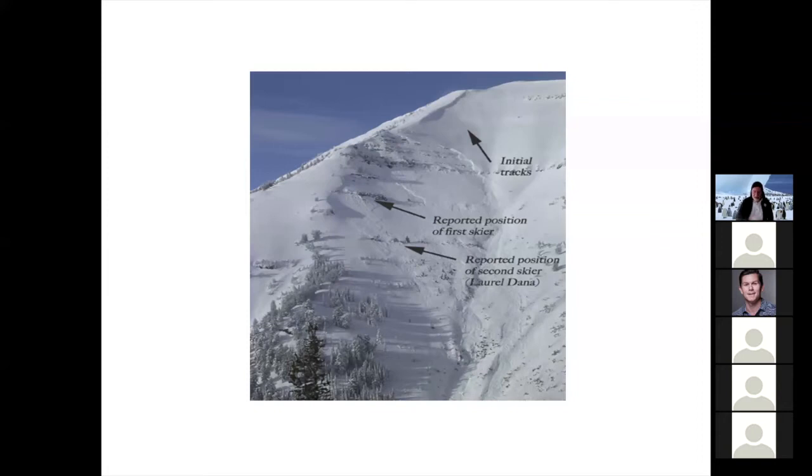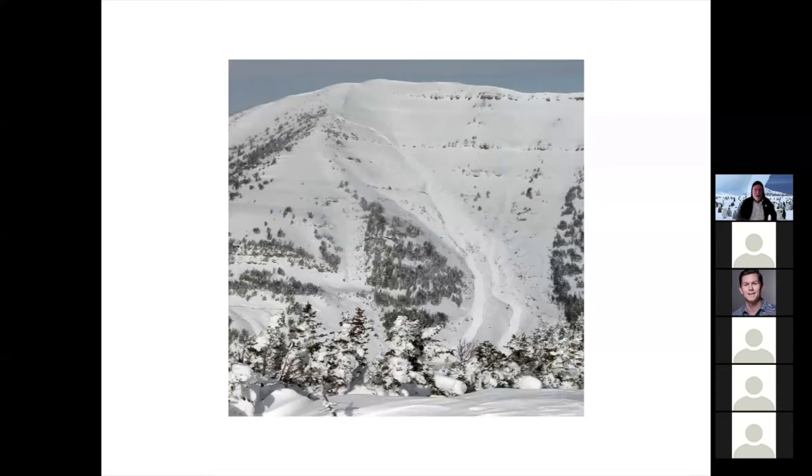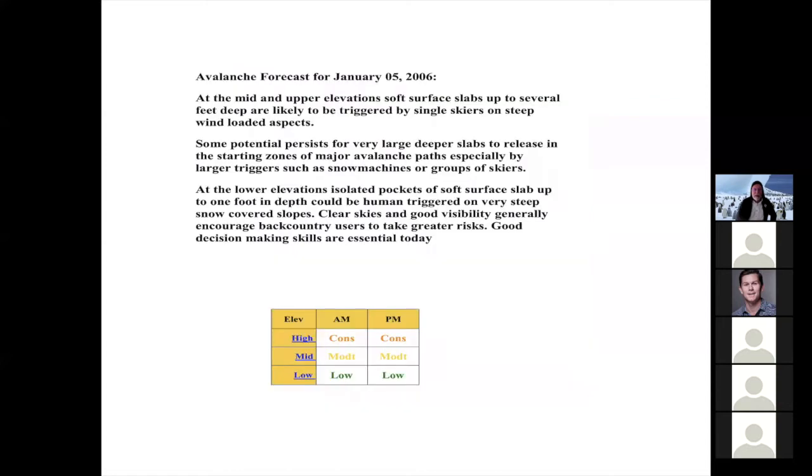So this here is the other view of it. Big terrain, above tree line, or high elevation. This is the forecast for that day, where at high elevation in the afternoon and the morning is considerable danger. Remember, I said that most accidents happen during the considerable danger zone. But this is a forecast where potential exists for very large, deeper slabs to release in starting zones of major avalanche paths.